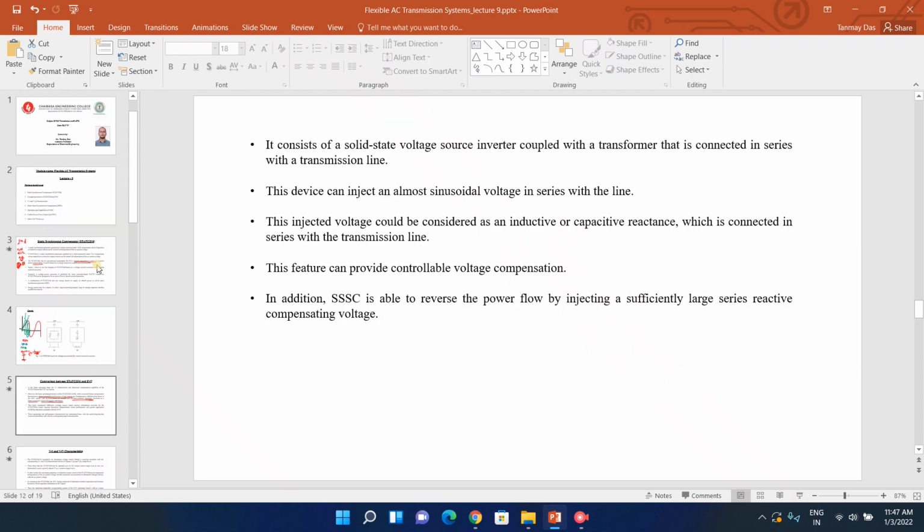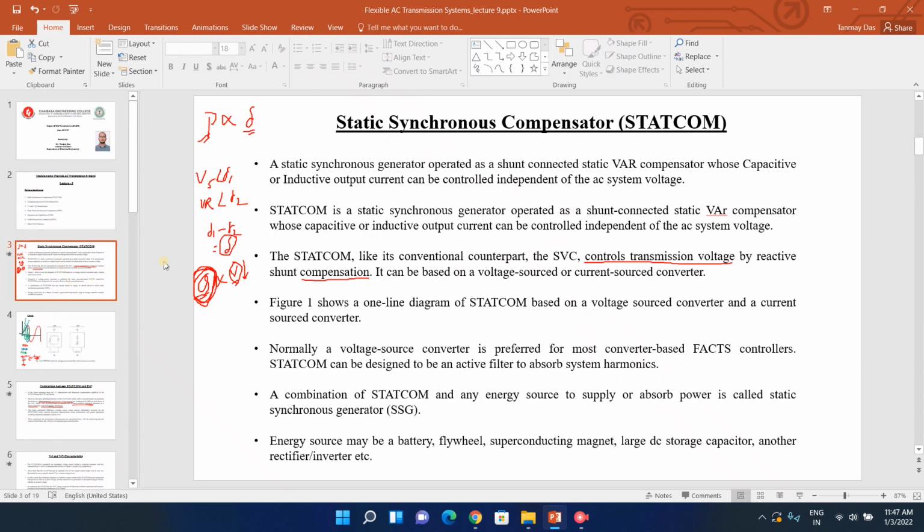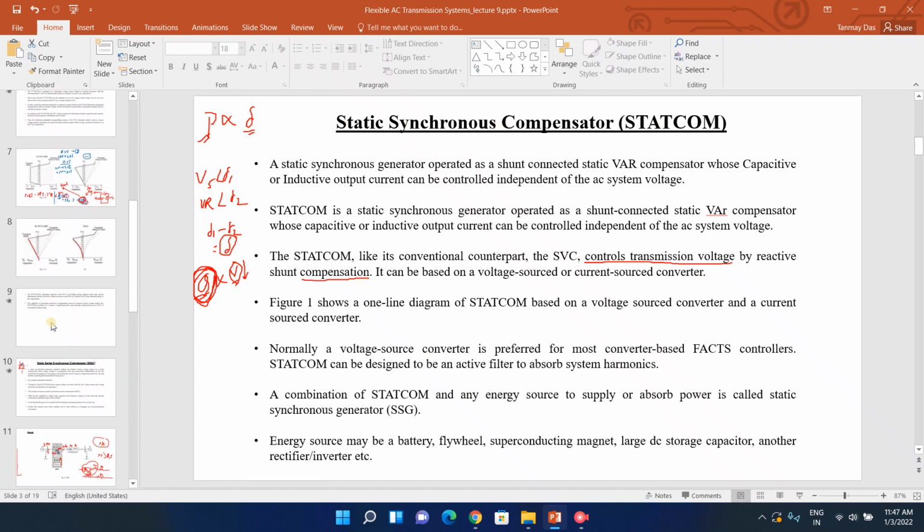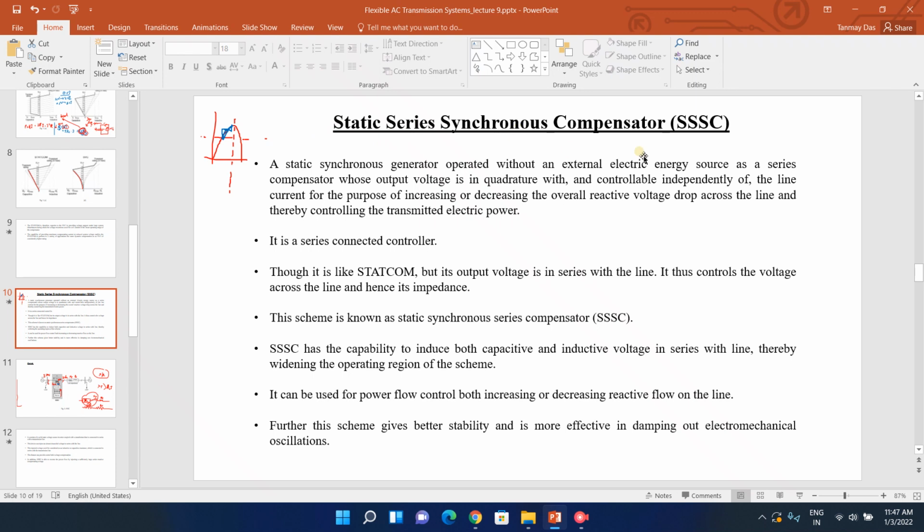So did you understand the basic concept of STATCOM and SSSC? Because both are synchronous compensators. One is the static synchronous compensator, and one is the static series synchronous compensator. So we can say it can pronounce the same, the static synchronous compensator, and this is static series synchronous compensator. So only the series term is included.